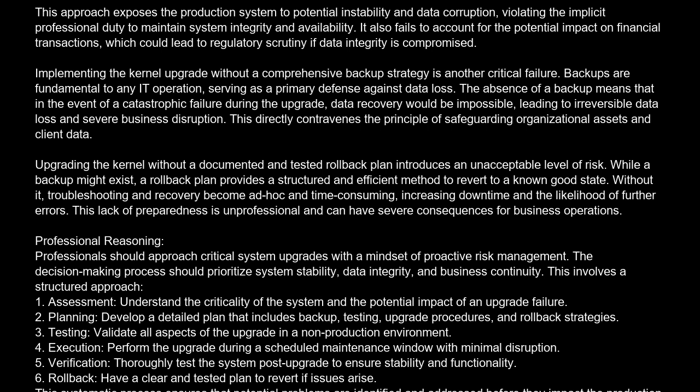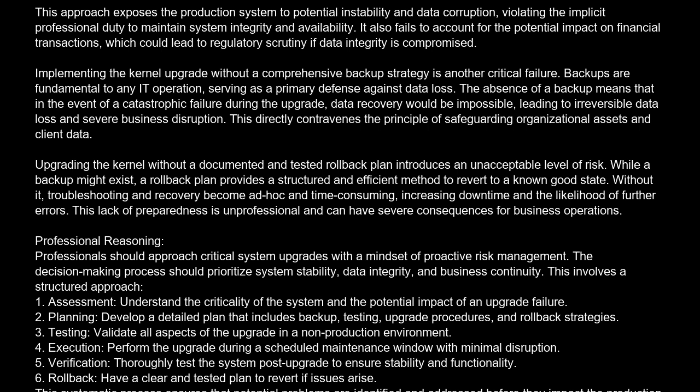1. Assessment. Understand the criticality of the system and the potential impact of an upgrade failure. 2. Planning. Develop a detailed plan that includes backup, testing, upgrade procedures, and rollback strategies. 3. Testing. Validate all aspects of the upgrade in a non-production environment.